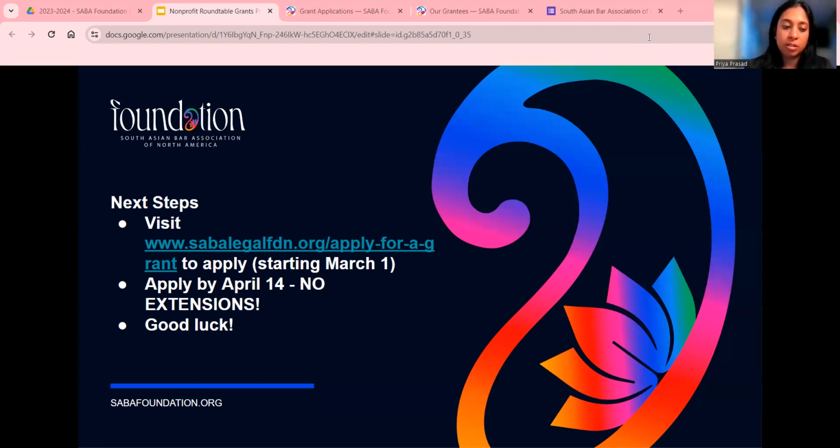One other thing I'll just say is, if you have friends, colleagues, or others that may be eligible for one or both of these grants, please do spread the word. We will be sharing more about the applications going live through our own platforms, but if you know of others who may not know about this foundation grant, please do share the news.